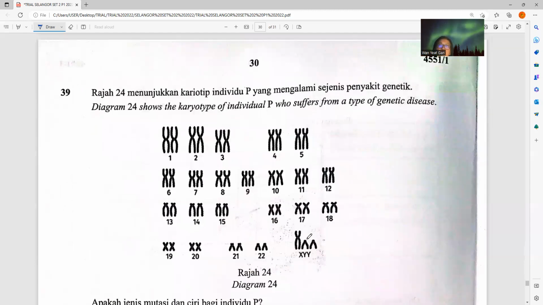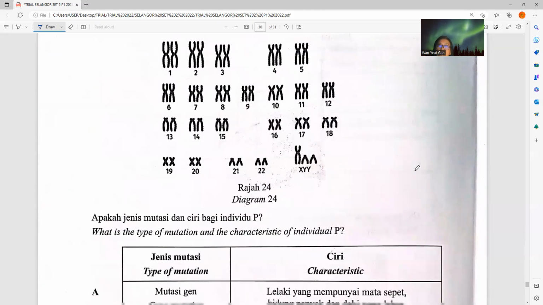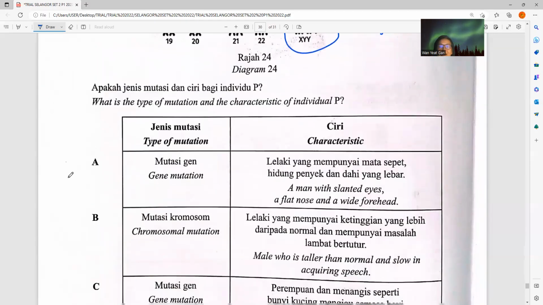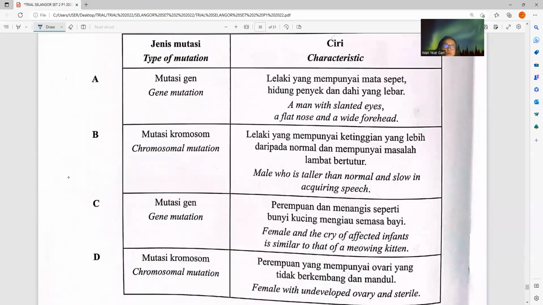39. The diagram shows the karyotype of an individual who suffers from a type of genetic disease. So he has an extra chromosome Y, okay? So it's XYY. Now, an extra chromosome is due to chromosomal mutation, and he's a male. If he has XYY, he's usually taller but slow in acquiring speech.